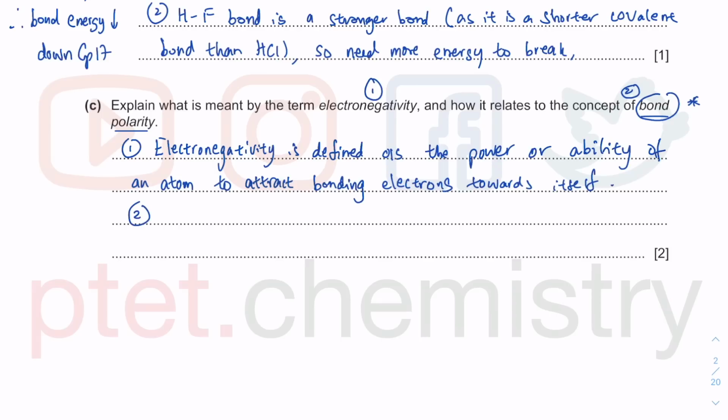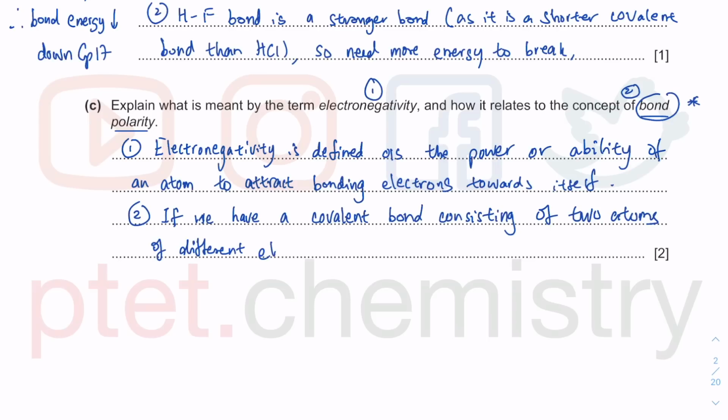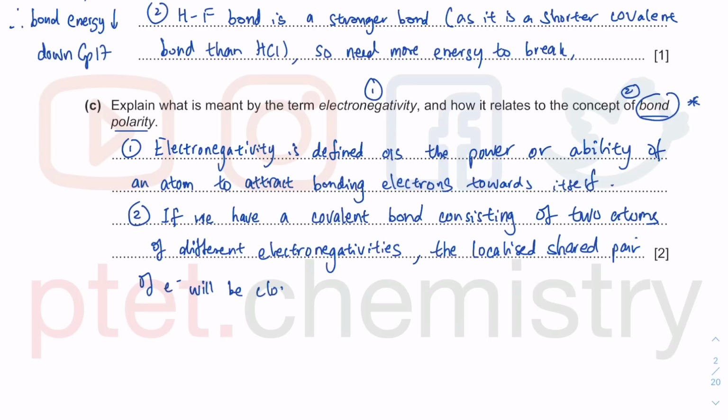All right, moving on from there, what is the concept of bond polarity? If we have a covalent bond consisting of two atoms of different electronegativity, what we can say is that the bonding pair of electrons, the localized shared pair of electrons, will be closer to the more electronegative atom.